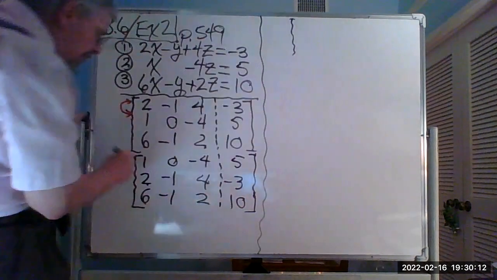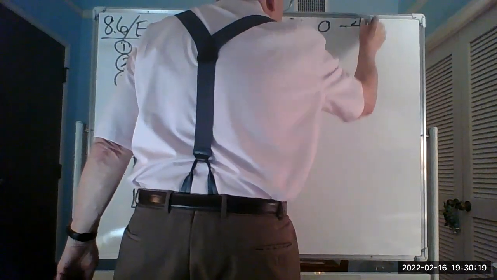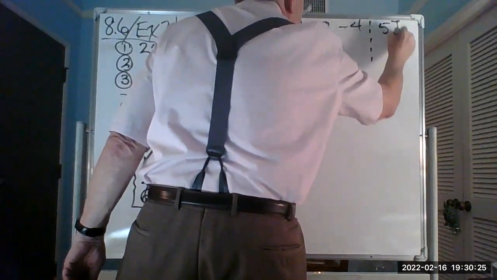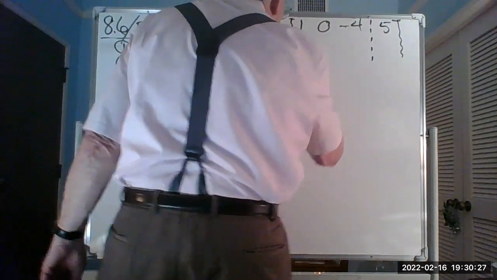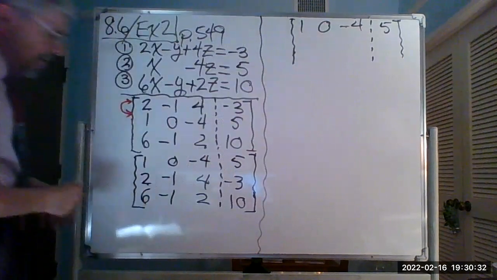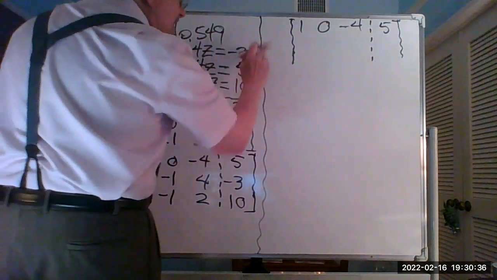Once again, my top row is the same. So 1, 0, -4, dashes, and 5. Bracket. Okay, so I want that to be a 0 there. So what I'm going to do is go -2, and I'm going to say what I'm going to do right here. I need some more room.